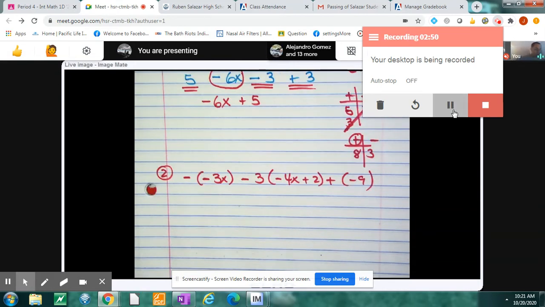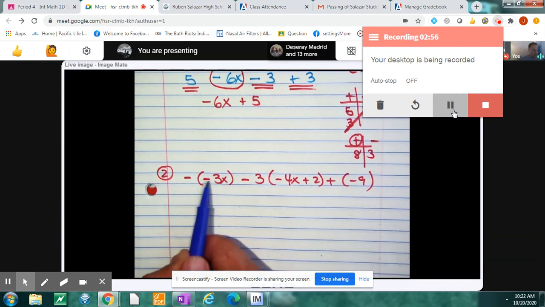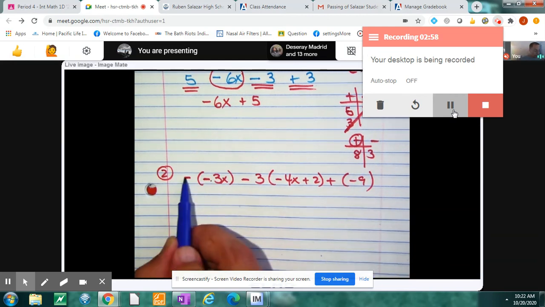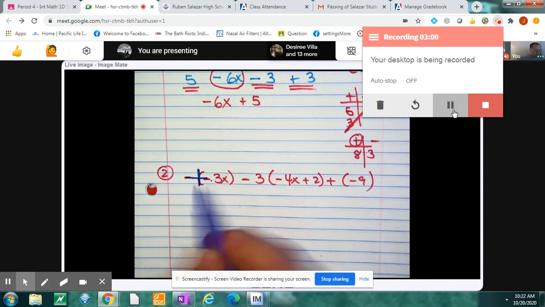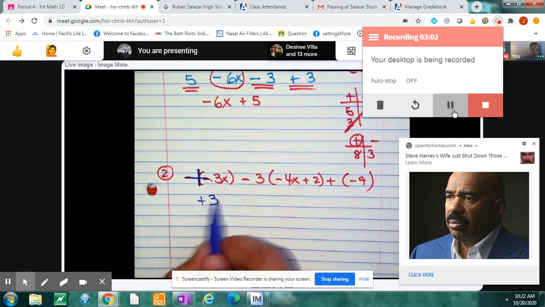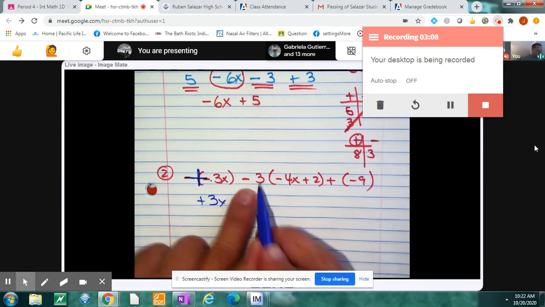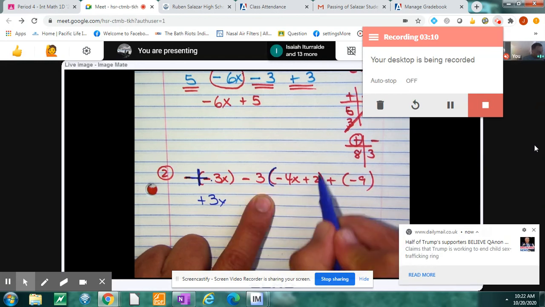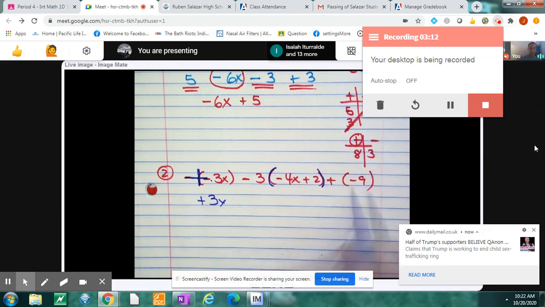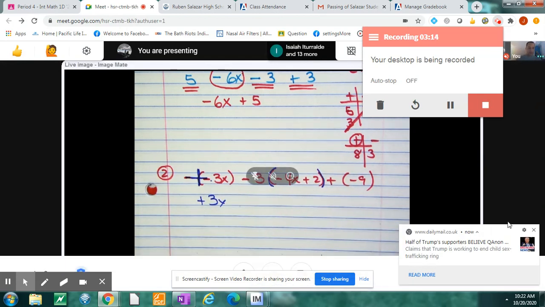Okay, so now in this problem, there's distributive property, right? So look, negative, negative. Oh, that's a positive, mister, right there. So I'm going to put positive 3x. Why is this guy showing up? And then minus 3 times this. That's your distributive property.